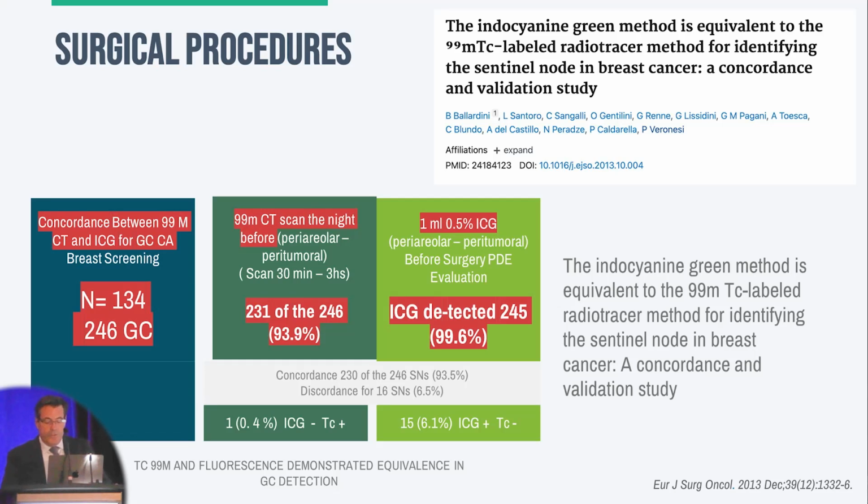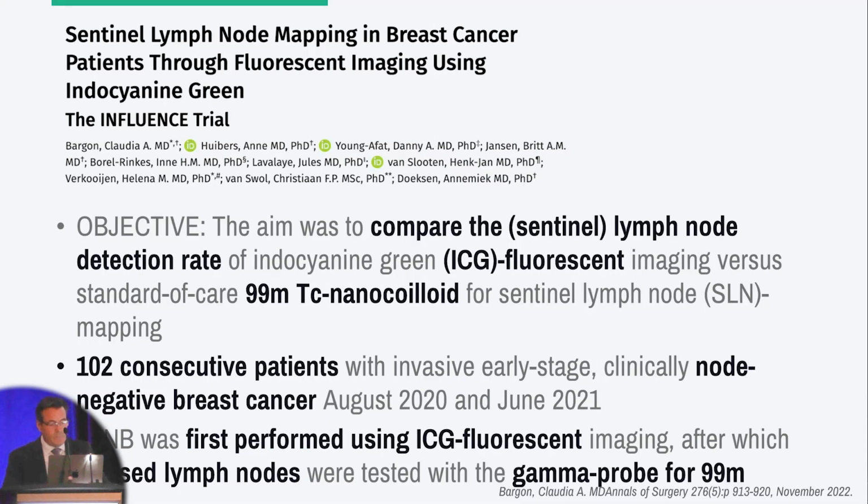This demonstrates for the first time that there are patients in whom technetium does not clearly identify a sentinel node, whereas ICG does. A recent trial named Influence was published in Annals of Surgery. Its primary objective was to evaluate the sentinel node detection rate by comparing the use of fluorescence. In this trial, 102 consecutive patients were studied between August 2020 and June 2021. The procedure involved initially identifying the lymph node with ICG, followed by testing the sentinel node with technetium.